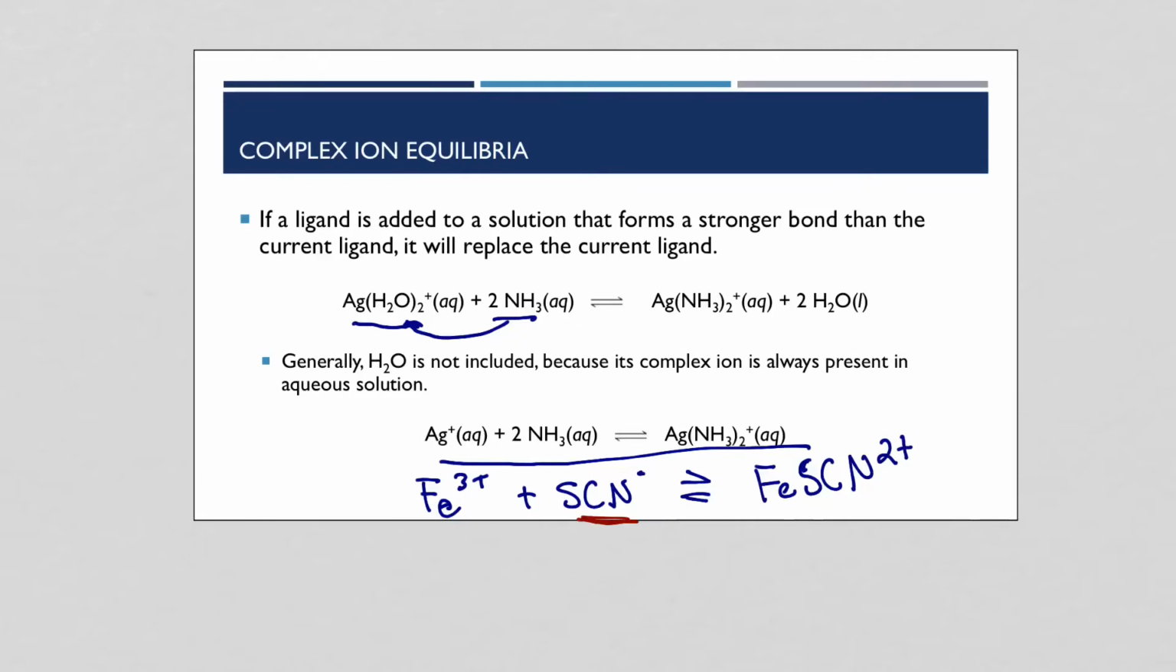If we have a neutral ligand, like we saw with ammonia and water, then the charge on the metal center is going to be unchanged, and it will be the same in the complex ion. So we have to be careful when we do that, that we get the right charge on the complex ion based on the ligand that's bonding.